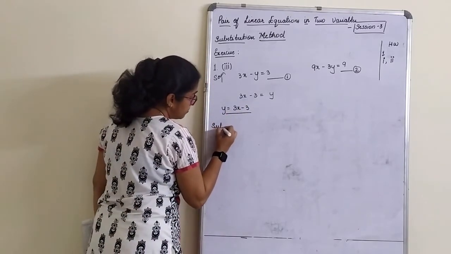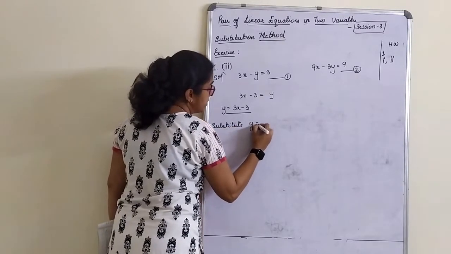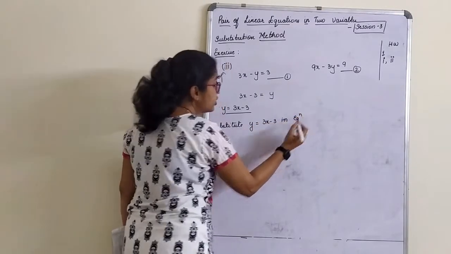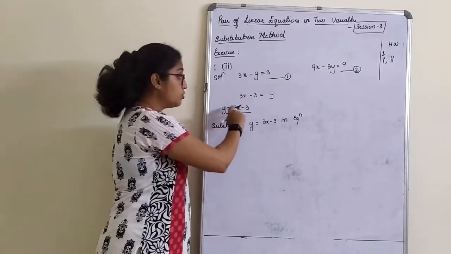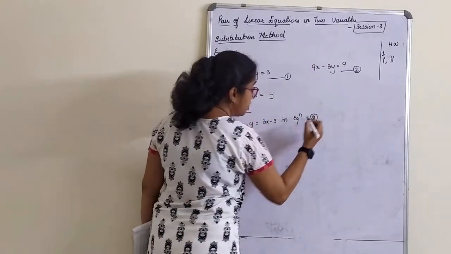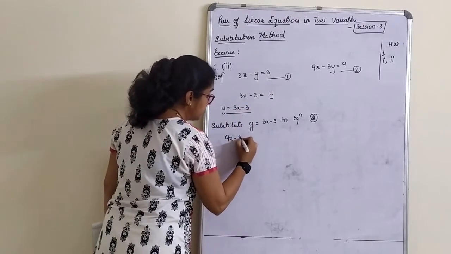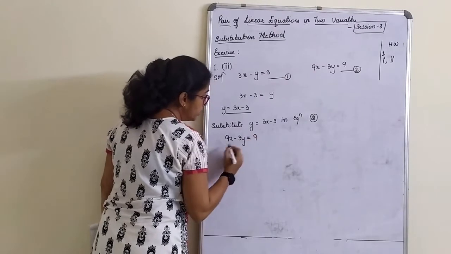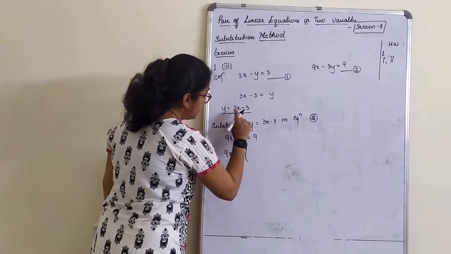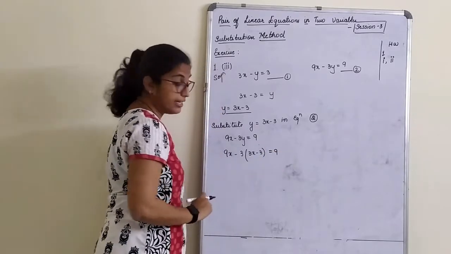Substitute y is equal to 3x minus 3 in the equation. Which equation? You have chosen the first equation to find the y value, right, or the x value. Substitute that in the next equation, always equation 2. Now copy down this equation: 9x minus 3y is equal to 9. So 9x as it is minus 3, and wherever y is there, the y value is nothing but 3x minus 3, is equal to 9.